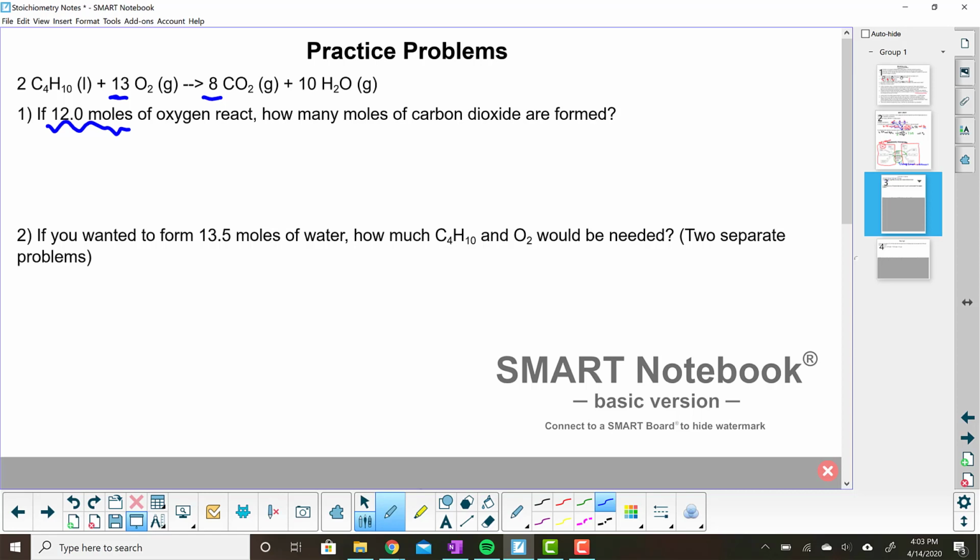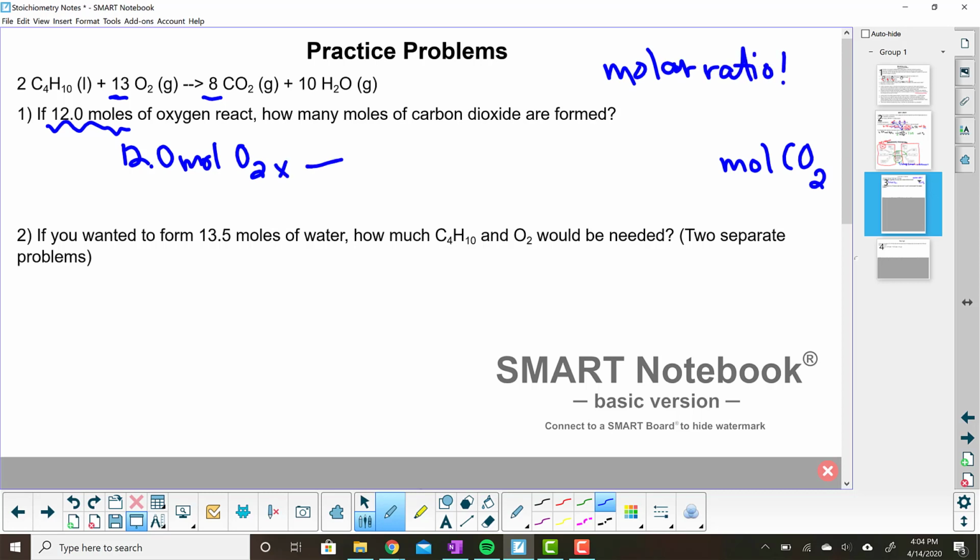So let's say I'm starting with 12.0 moles of O2. Now on my top 10 handout, it says that if I ever want to convert between substances, which I do, in this case I want to convert to moles of CO2, if I want to convert between 2 different things, I have to use a molar ratio. That's where I'm going to have moles of one thing on the bottom. In this case, it's moles of O2, because that's what I want to cancel out. And then moles of CO2 on the top, because that's what I want to convert to.